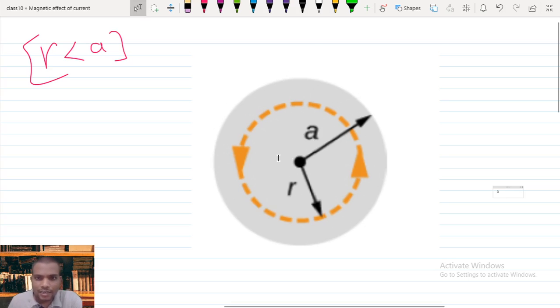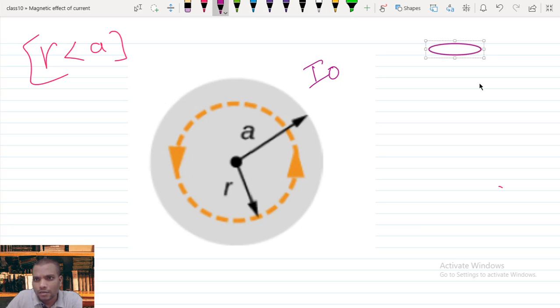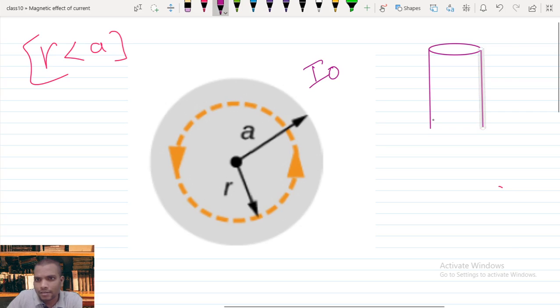Here the current carrying conducting wire, Ampere loop is considered inside, since we need to find the magnitude of the magnetic field inside it. Now what is the amount of current passing through the conducting wire? That equals I naught. So if I draw the same figure, you have seen that the current carrying conducting wire is carrying a current of I naught, and this current is flowing uniformly throughout.